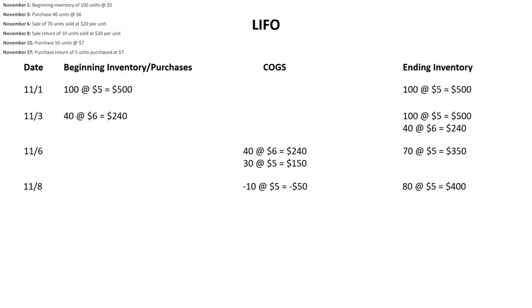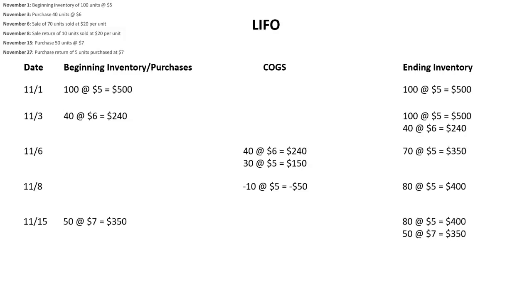So we'll write out a negative 10 at $5 each for a negative $50. And then we have to add those 10 units back in to our inventory. So we had 70. A customer returned 10 back to us. So now we have 80 units at $5 a piece.